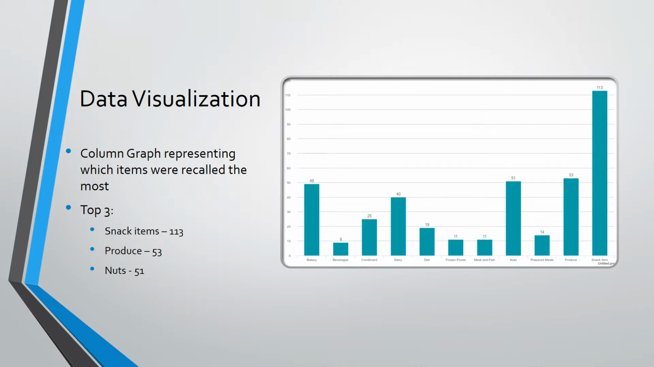The next visualization product represents which items were recalled the most. As you can see, the top 3 recalled items were snack items with 113, produce with 53, and nuts with 51.